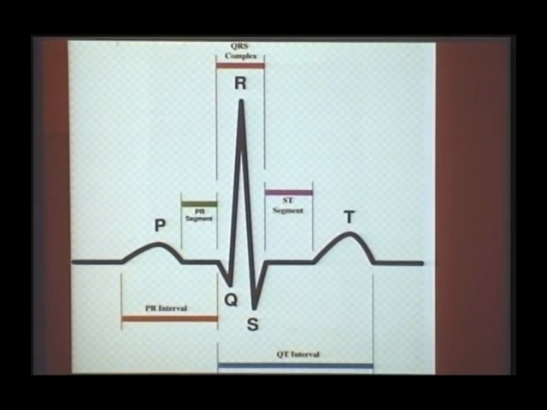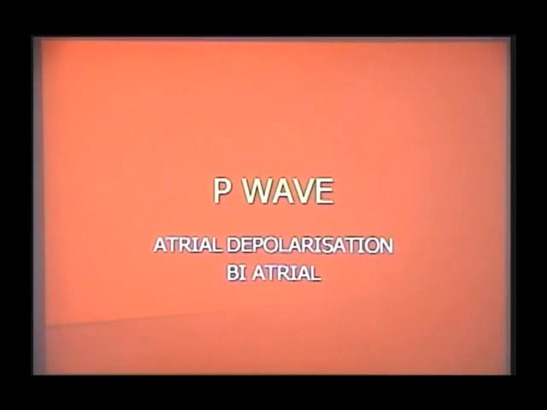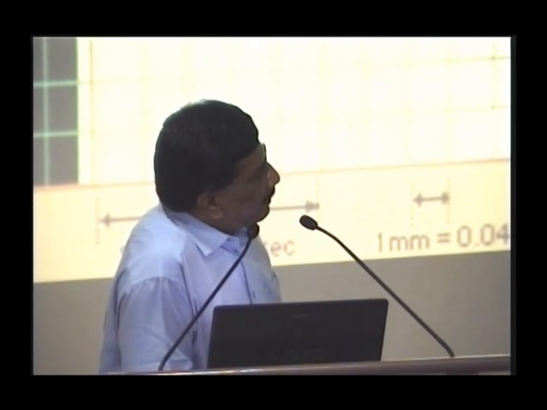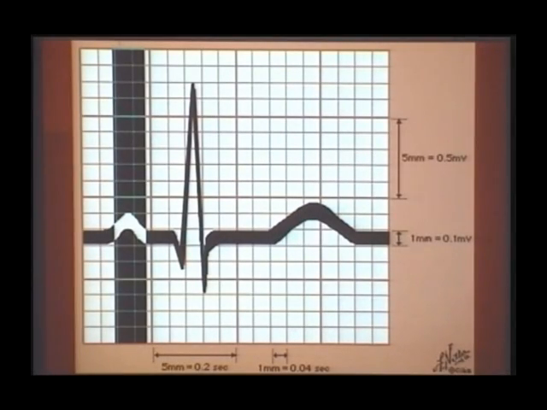Now we are going to measure each one of my waveforms and say whether it is normal or abnormal. So first we are going to measure the P wave. P wave represents biatrial depolarization. It is not just right atrial depolarization, it is biatrial depolarization. The P wave is best measured in lead 2 and V1.